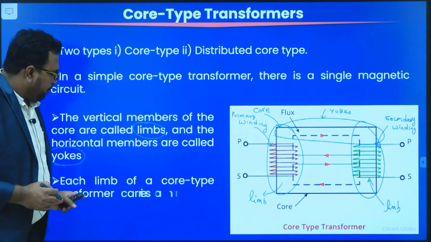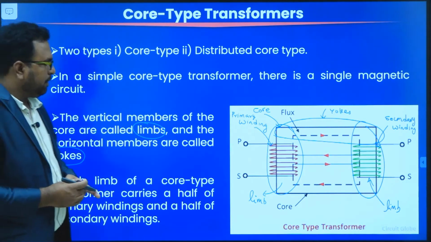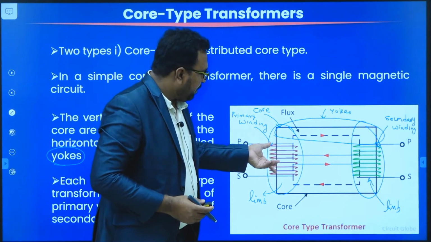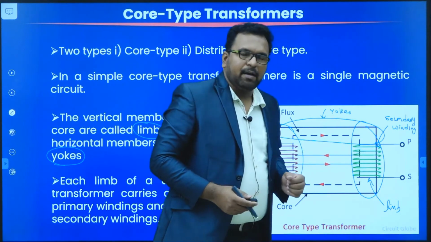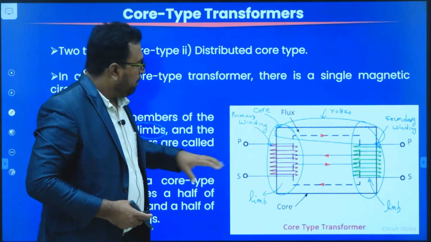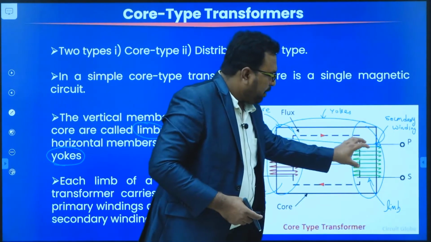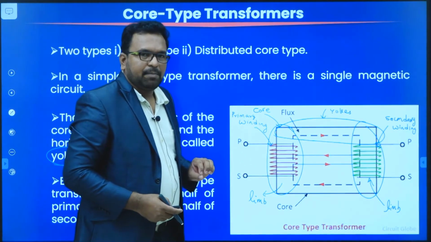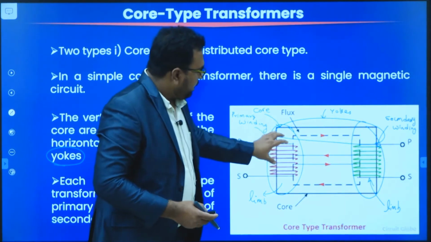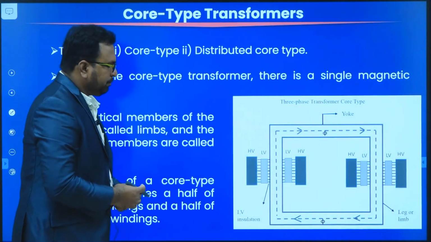So each limb of a core type transformer carries half of the primary winding and half of the secondary winding. In the diagram, for the sake of understanding, we have connected the primary winding on one side and the secondary winding on another side. But actually, in a core type transformer, only half of the primary winding is connected on one limb and half of the secondary winding is connected on the same limb. That means the primary and secondary windings are divided into two parts, and each part is connected across the vertical limbs. So like this, see here.